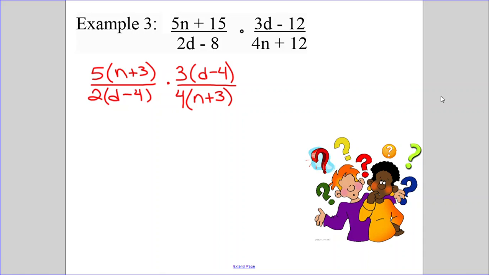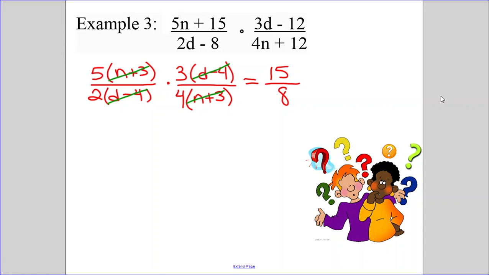So if I were to take a look and see what can cancel here, d minus 4s look like they can cancel, n plus 3s look like they can cancel. And then if I look at my numbers, it doesn't look like I have anything in common between them. So if I multiply them together, 5 times 3 gives me 15. I don't have any terms left on the top. And 2 times 4 gives me 8, and I don't have any terms left on the bottom either.